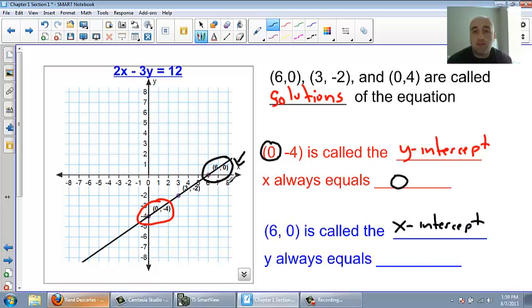And what do we notice about the y value of the x-intercept? The y value always equals 0. So the x-intercept has a y value of 0, and the y-intercept has an x value of 0. So it's very important that we remember those qualities of the y-intercept and the x-intercept.